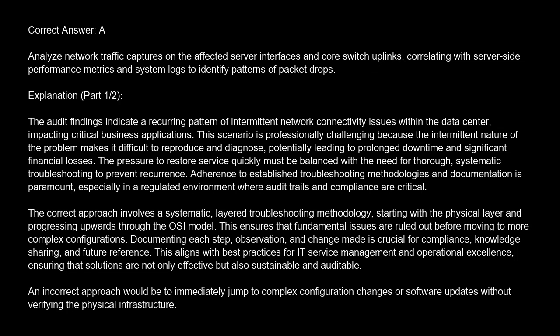The correct answer is A. Analyze network traffic captures on the affected server interfaces and core switch uplinks, correlating with server-side performance metrics and system logs to identify patterns of packet drops. Explanation. The audit findings indicate a recurring pattern of intermittent network connectivity issues within the data center, impacting critical business applications. This scenario is professionally challenging because the intermittent nature of the problem makes it difficult to reproduce and diagnose, potentially leading to prolonged downtime and significant financial losses.